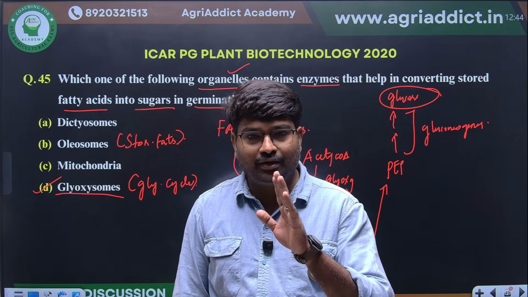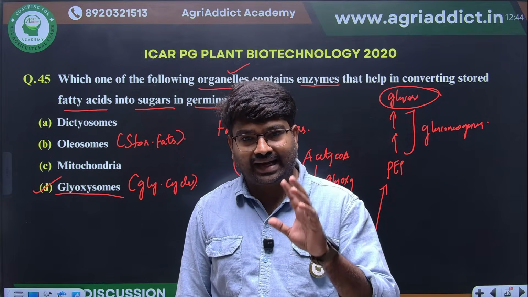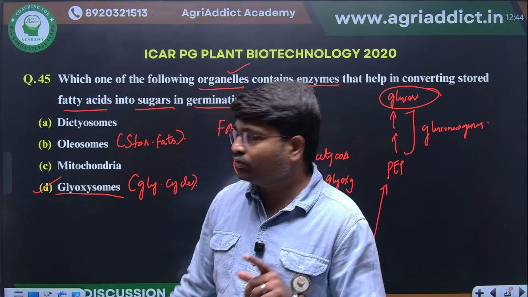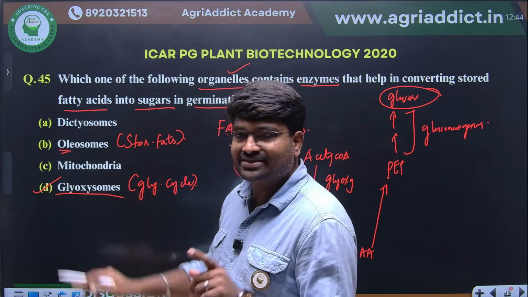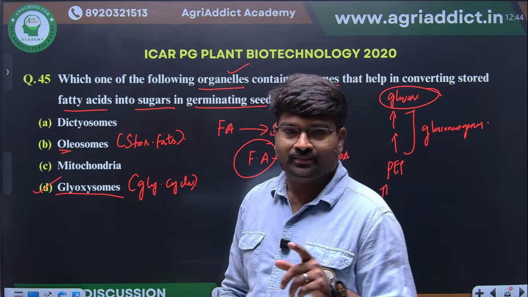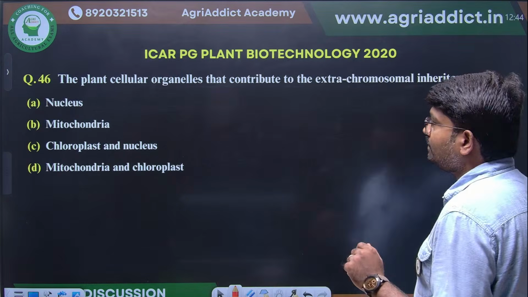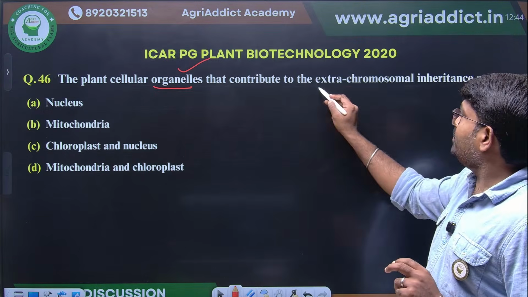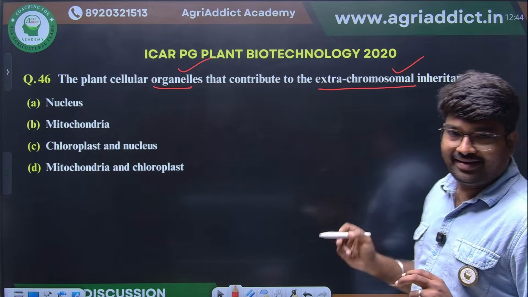Okay. Read the question twice, grasp the question, then you go and write the answer. Don't click oleosome. Oleosome is a storage organelle for fat. Clear? The plant cellular organelles that contribute to extra chromosomal inheritance.